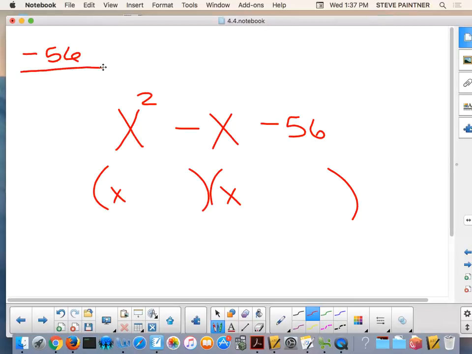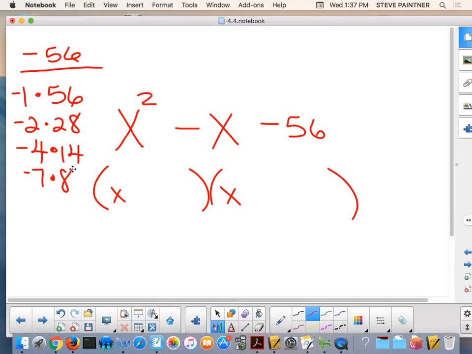7 and 8. Okay, so this is how I would have done it. I would have said, what are my options? What else? I go in order. 1, 2, 3. 3, no. 4. 5, no. 6, no. 7. Yes, 8. And when I say 7, the next number is 8. Well, 8's over here. Okay, I'm done.